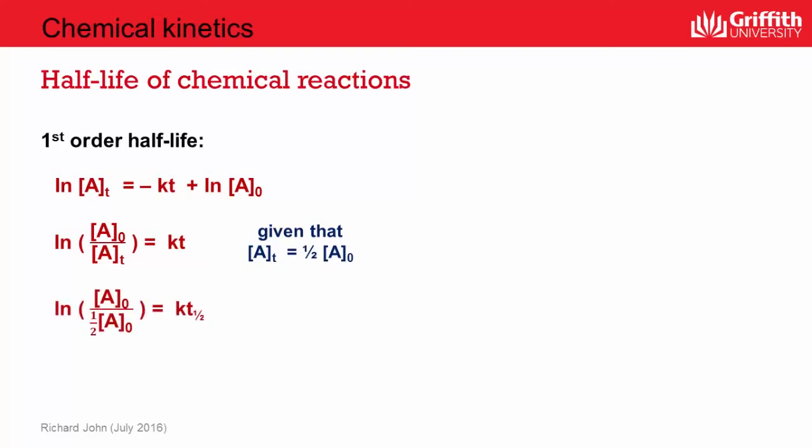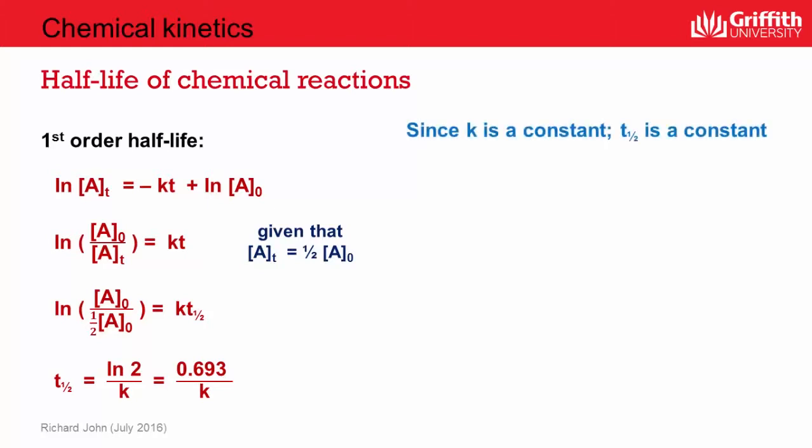Now, the left-hand side of this expression simplifies to ln2, or the natural log of 2, and solving for T-half, we get T-half equals the natural log of 2 on k, or T-half equals 0.693 on k. Now, since the rate constant k is a constant at a given temperature, we see that the half-life for a particular first-order reaction is also a constant at a given temperature.